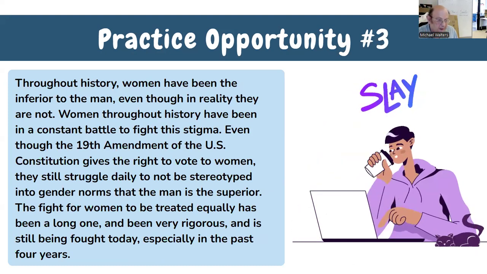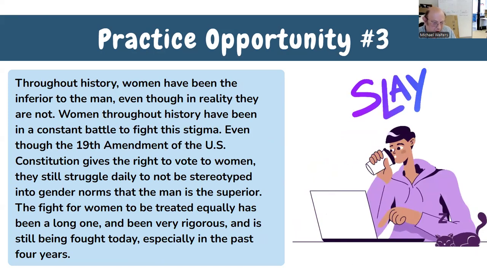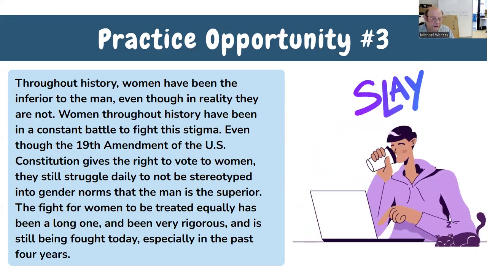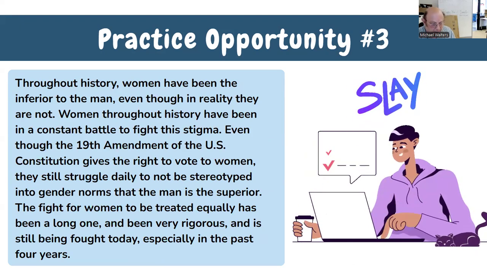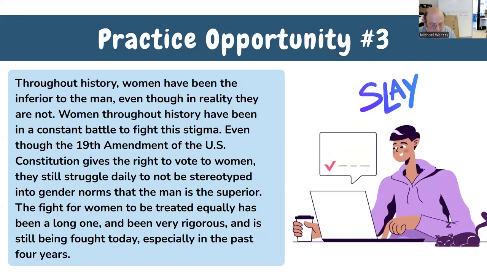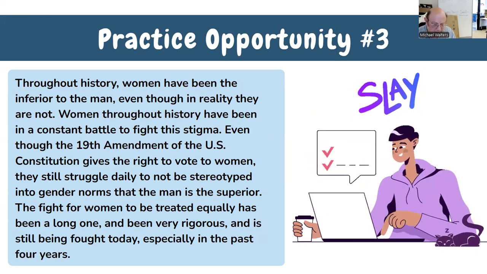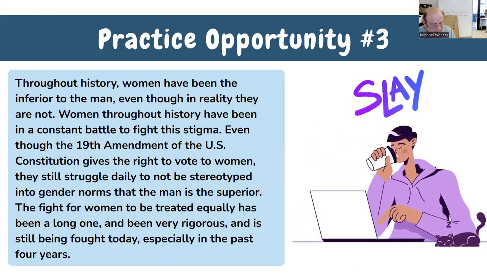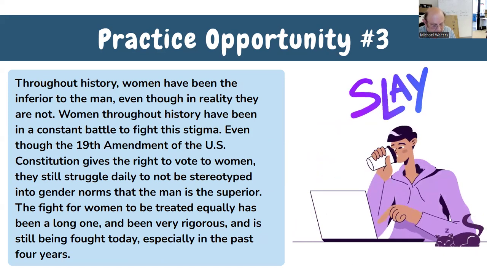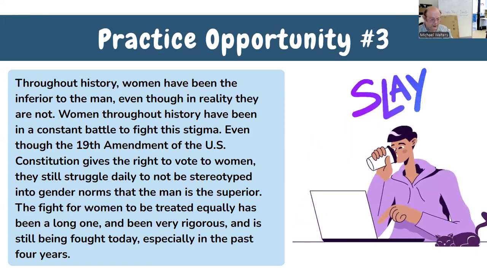Okay. "Throughout history, women have been the inferior to the man, even though in reality they are not. Women throughout history have been in a constant battle to fight the stigma. Even though the 19th Amendment of the U.S. Constitution gives the right to vote to women, they still struggle daily to not be stereotyped into gender norms that the man is the superior. The fight for women to be treated equally has been a long one and been very rigorous and is still being fought today, especially in the past 4 years."